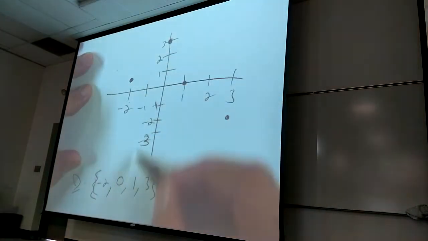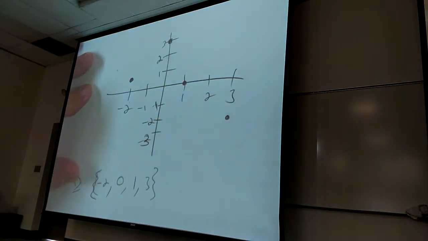Negative 1, does it have an output? No. I don't see any output. There's 4 points. There's more likely 4 x's that have an output. Let me stop there.